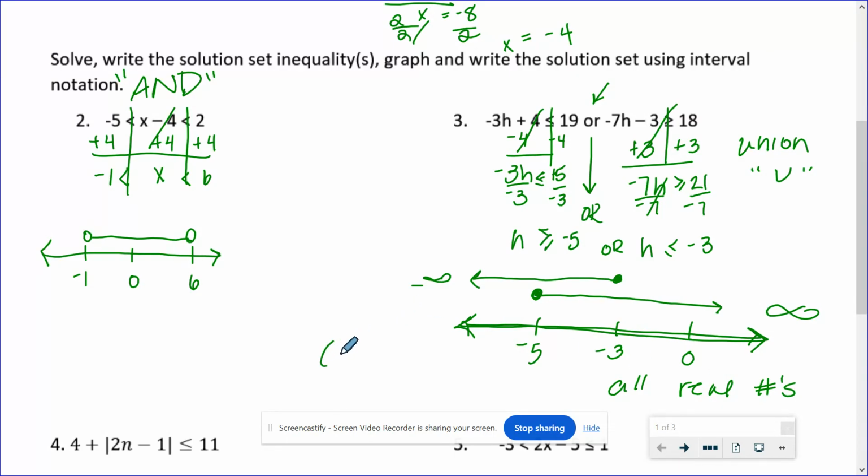And if we were looking at it in notation using braces or brackets, it would look like this. I forgot to show this one over here. So that would be everything from -1 to 6.